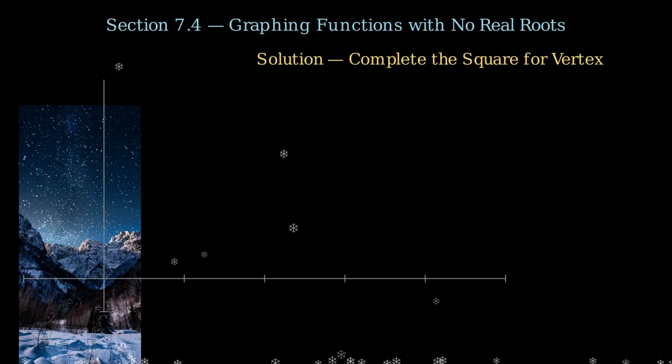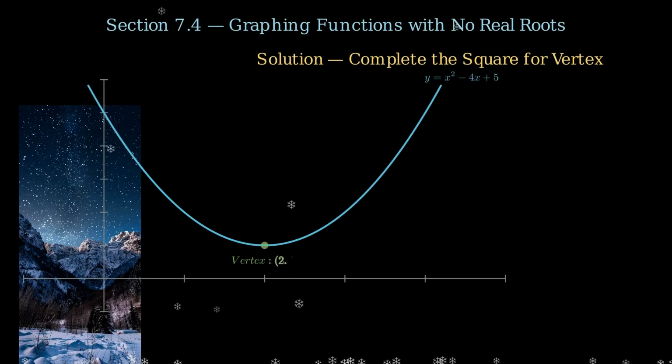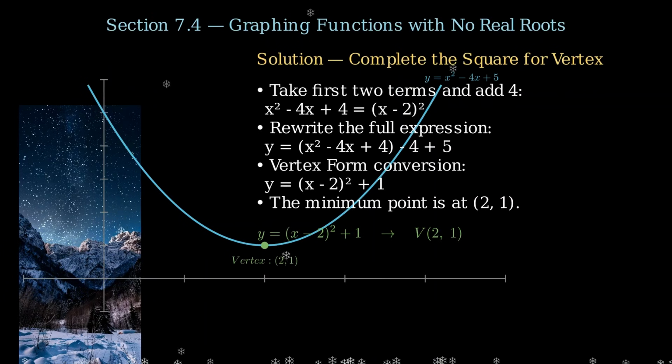But this doesn't mean that we cannot graph it. We just need a different method. The trick is to complete the square to find the vertex. Rewriting the equation gives y equals (x minus 2) squared plus 1, which clearly shows our vertex is located at the point (2, 1). Let's look at the left to see this parabola opening upward, completely above the x-axis.